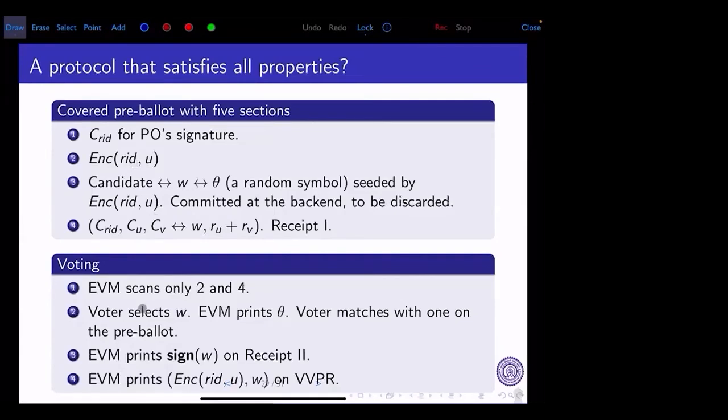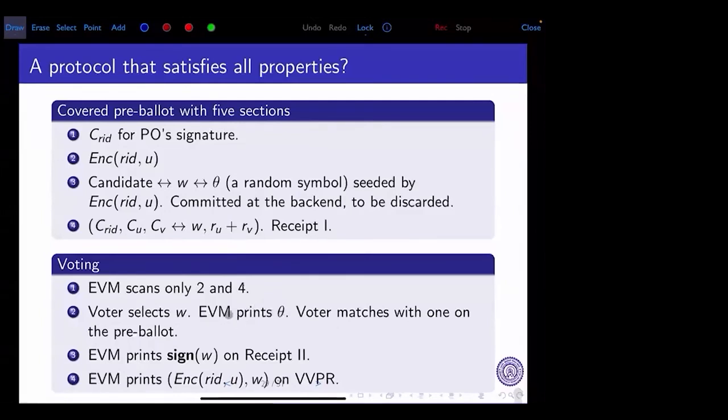So the voter does not select a vote. The voter selects the number W, which is against that candidate, which is U plus V. So voter selects W, the EVM prints theta. How does the EVM print theta? Because the EVM has taken the random seed from the encryption already. So it knows what symbol has gone against W. So it prints the corresponding emoticon theta.